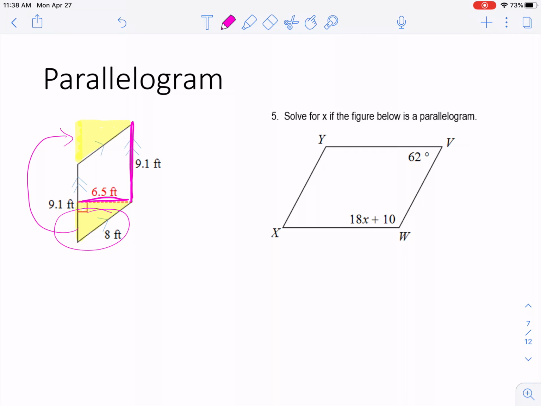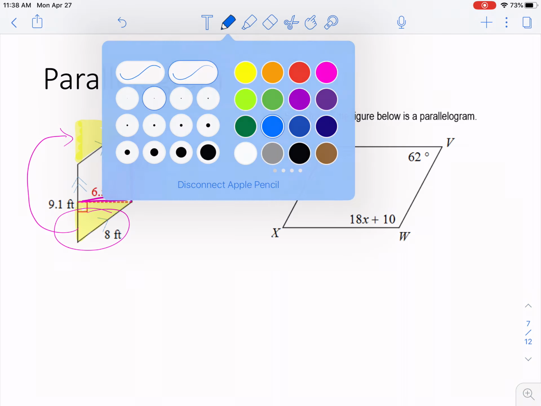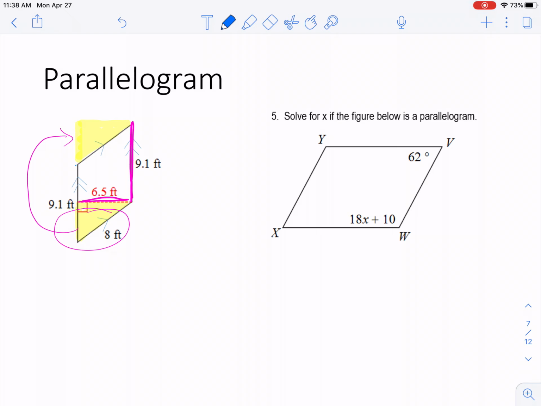So therefore, to find the area of a parallelogram, we're just going to multiply the length of the base times the height. So the area on this one is going to be 9.1 times 6.5. Okay, so 9.1 times 6.5. Again, get out your calculator. And we have an area of 59.15 units, or feet to the power of 2.